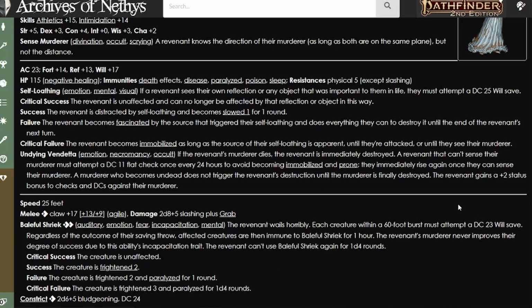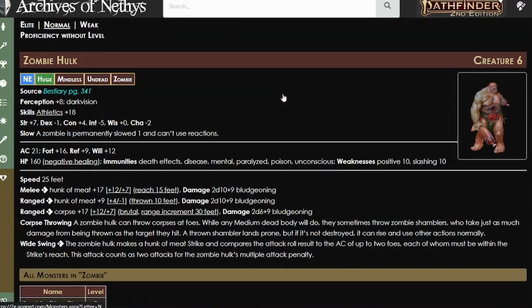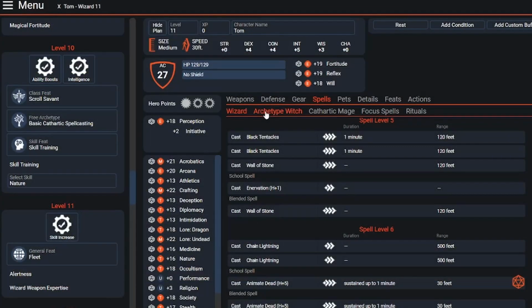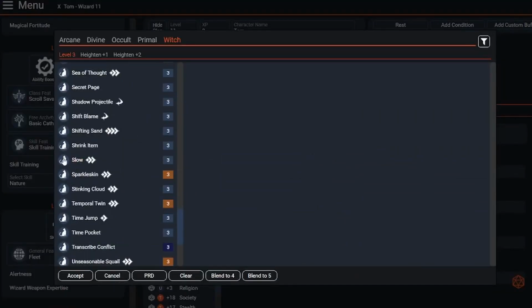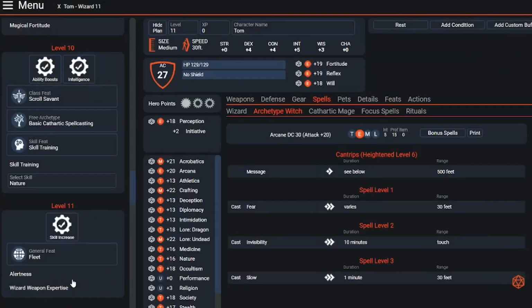This might be appealing. And since, as I said, I have a soft spot for zombies, the Zombie Hulk also has 160 HP. They are still slowed, but they have access to a swing action, which targets up to 2 foes, so soft AoE. Again, something that you might want to consider. So this is it for our wizard spells. Our witch spell gained just 1 extra level. We are up to level 3. And again, when in doubt, we pick slow.